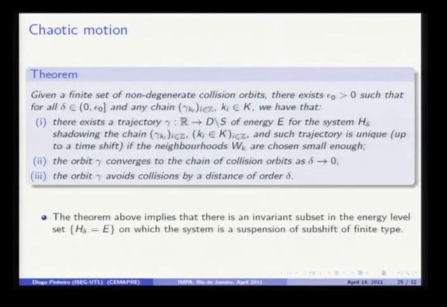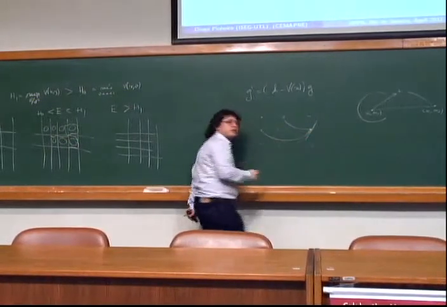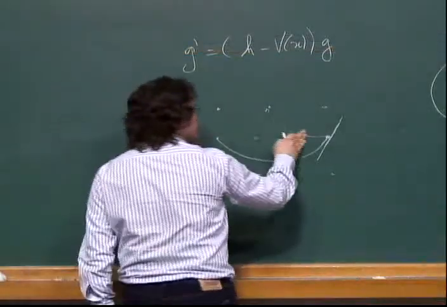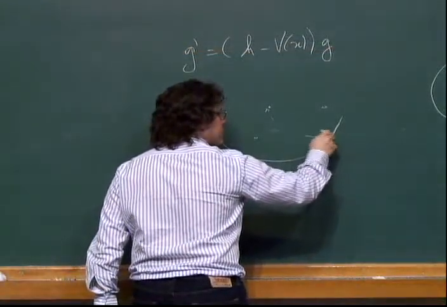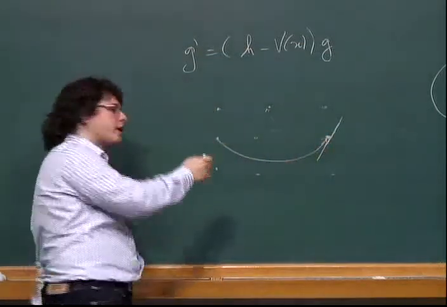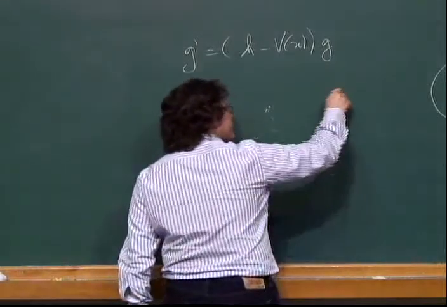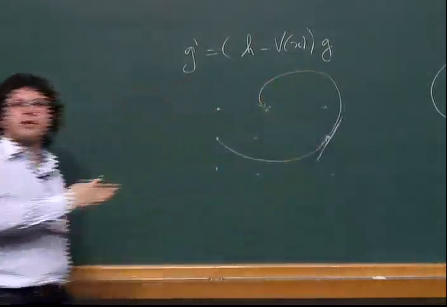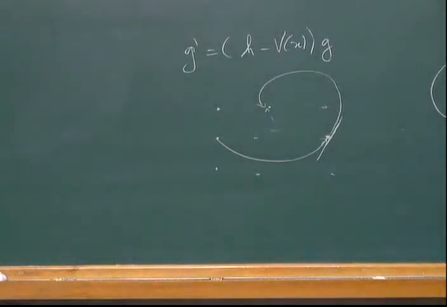And this orbit gamma avoids collisions by a distance of order delta. This is why I need the change in direction condition. If I arrive at a collision with a given direction and I leave with the same direction, then this last statement doesn't hold. So I need the change of directions to have this bound away from a collision. And the reason is the following.